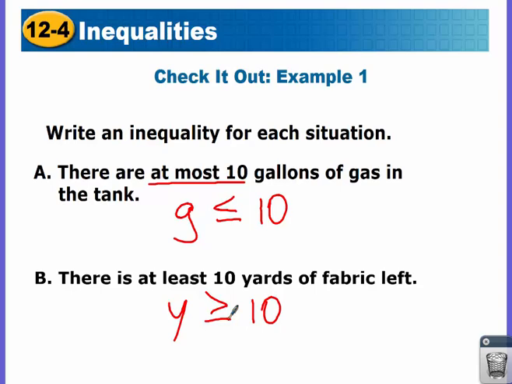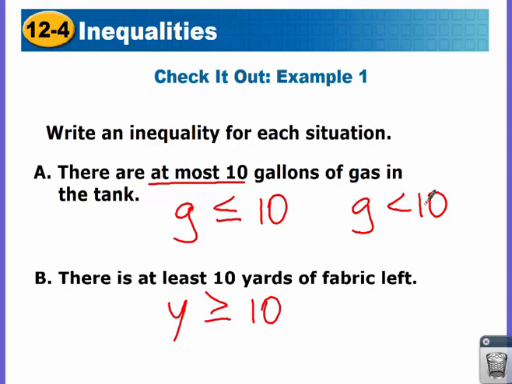So what if I change this first one to say that instead of saying there are at most 10 gallons of gas, what if I said there was less than 10 gallons of gas? Well, if there were less than 10 gallons of gas, then how would it change? Well, we would just have a less than symbol instead of a less than or equal to.